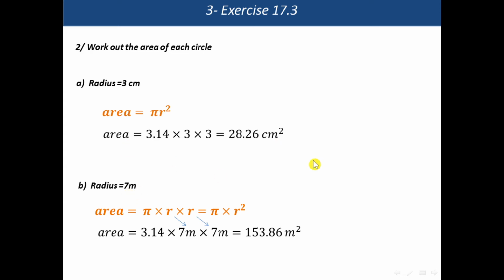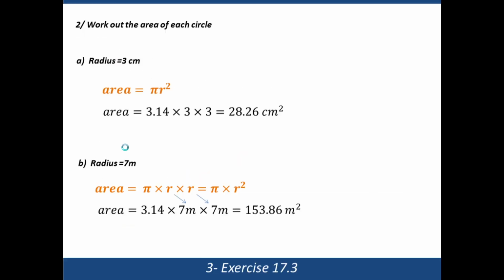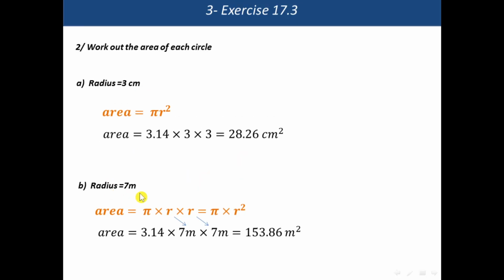So now he gave me the radius, 7 meters. No problem. Area is pi r multiplied by r, pi multiplied by r squared. Pi is 3.14 multiplied by 7 meters, 7 meters. Now the radius is not given in centimeters but in meters. So it will give me 153.86 meters square. This is exercise 17.3. I took number 2. Then you can make the rest as homework.